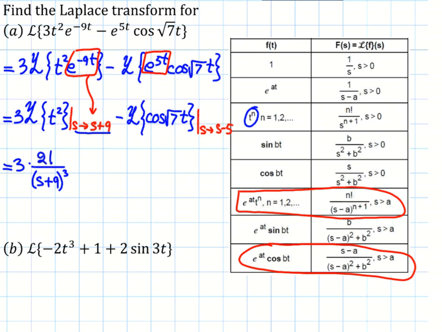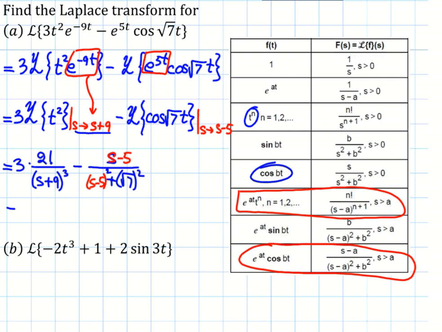And then next, we have the Laplace transform of cosine. I'm going to use this one. It will be s over s squared plus b squared. B is square root of 7, squared. But notice that instead of s, it's going to be s minus 5. And then s minus 5 here, instead of s. So that is the Laplace transform.